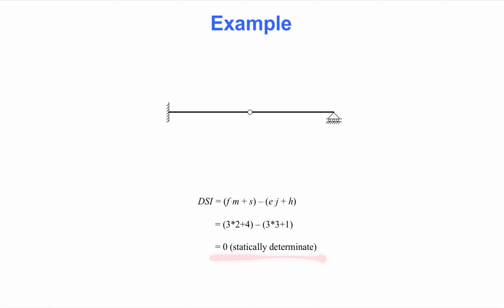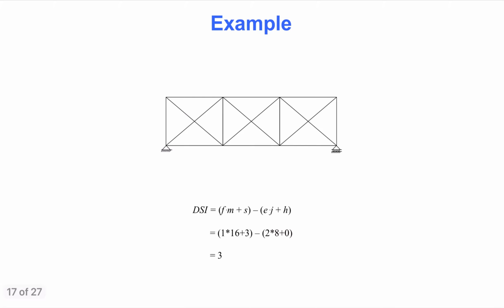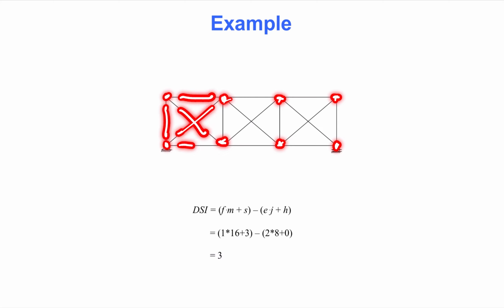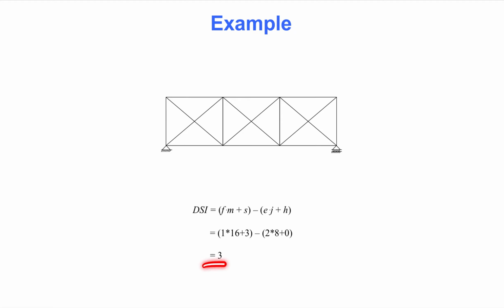The next slide shows a truss example. There is 1 unknown force, namely the axial force, in each of the 16 members. With 1 pin support and 1 roller support, there is a total of 3 reaction forces. For a 2-dimensional truss structure, there are 2 equilibrium equations for each of the 8 joints. The result is that this structure is indeterminate to the 3rd degree.